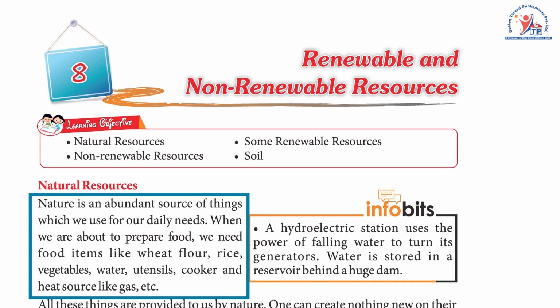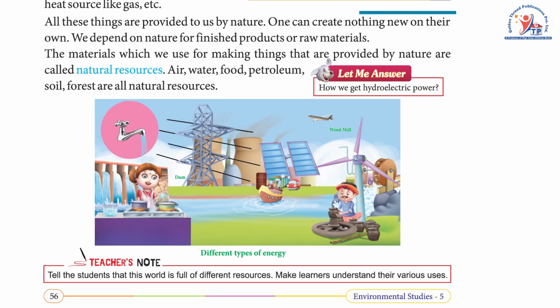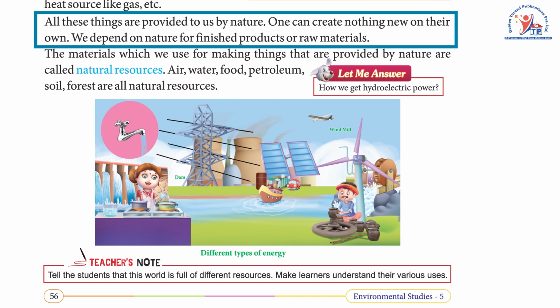When we are about to prepare food, we need food items like wheat flour, rice, vegetables, water, utensils, cooker, and heat source like gas, etc. In 4 bits, a hydroelectric station uses the power of falling water to turn its generators. Water is stored in a reservoir behind a huge dam. All these things are provided to us by nature. One can create nothing new on their own. We depend on nature for finished products or raw materials.